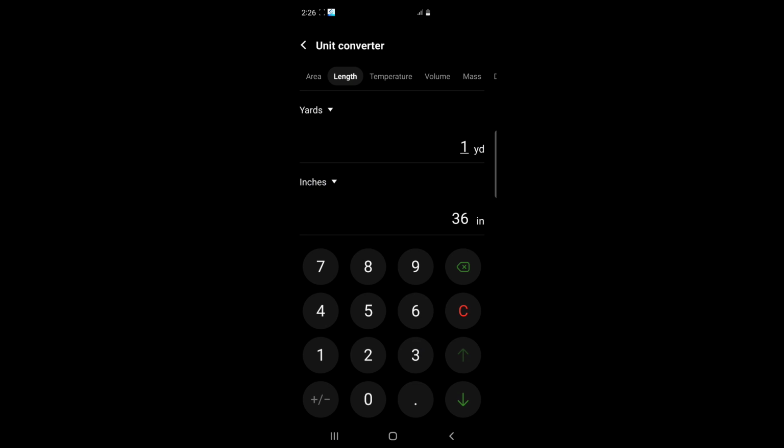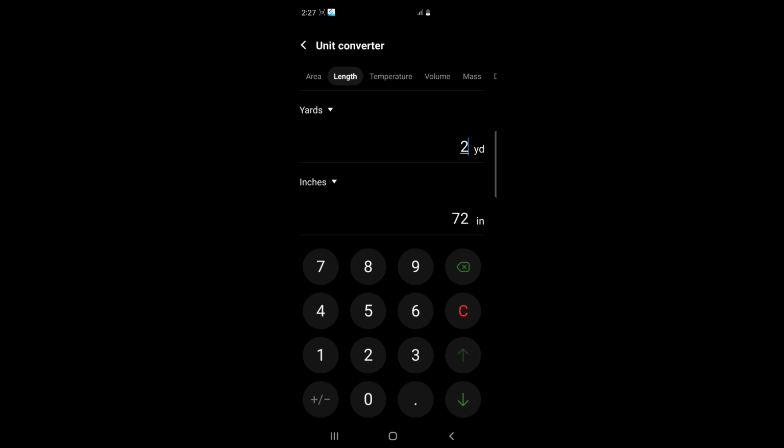Let us press 2 and see what it gives us. 36 times 2 is 72, right? So let's press 2 here, 72. So you can see the precision of this conversion rate is very, very exact. So if you are converting from yards to inches, you must select the yards as the first column and the inches for the second column, right?